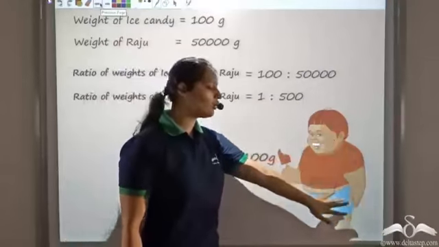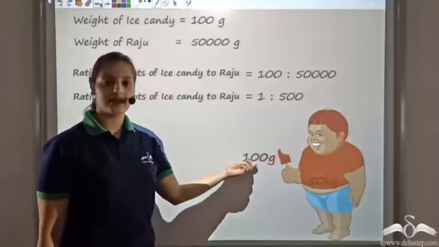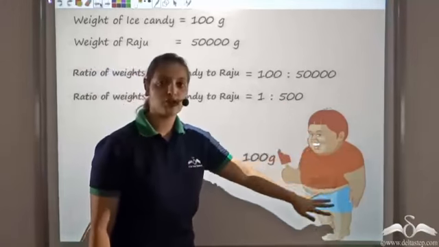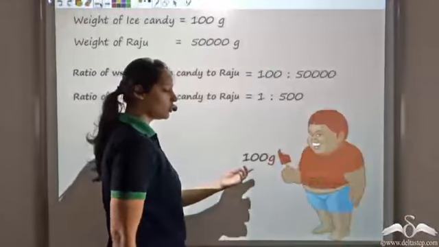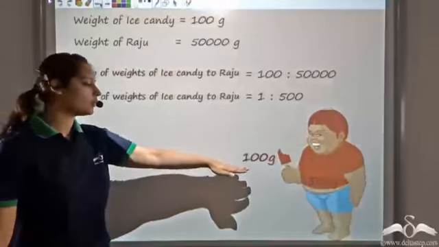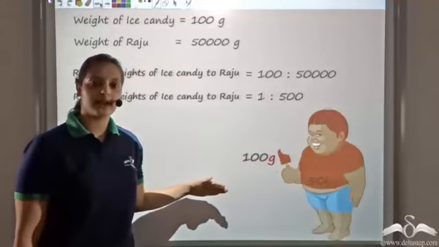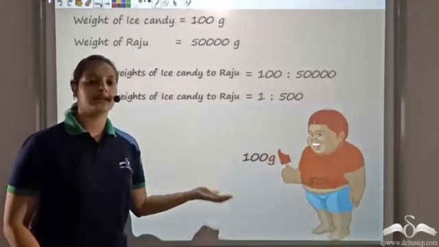That means weight of Raju is 500 times more than the weight of the ice candy. Now which looks true, which is now proper. That is, ice candy does not weigh twice Raju, but in fact what we get, after converting it into same units, which is the correct way, is that Raju weighs 500 times more than the ice candy.